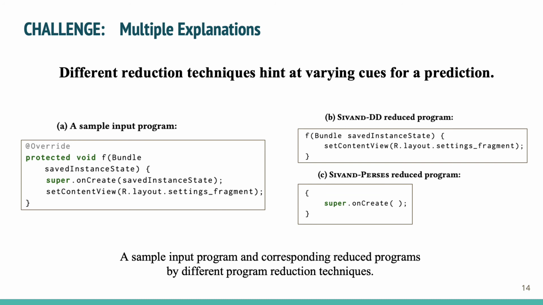Using different reduction techniques, we can find different potential explanations for a prediction. For example, a code intelligence model predicts the code snippet as the onCreate method. In delta debugging with token-based program reduction, we can see that setContentView has an important role in the target prediction. On the other hand, tree-based Perses highlights the presence of the same override method in the program.